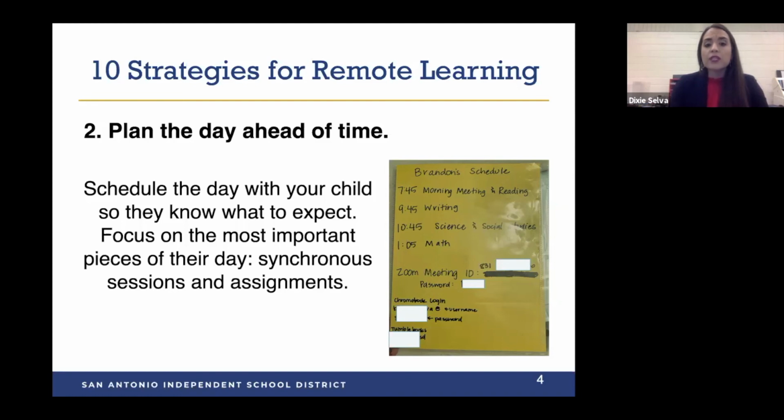And really focus on the most important pieces of their day, which are going to be those synchronous meetings where the teacher's meeting with them on Zoom, because that really gives that direct teach time that they really need to hear from the teacher. And then the assignments, because a lot of assignments are going to turn into their grades. And so those are really the most important pieces that I would focus on, making sure that they're in those meeting times as much as possible and that they're completing their assignments.